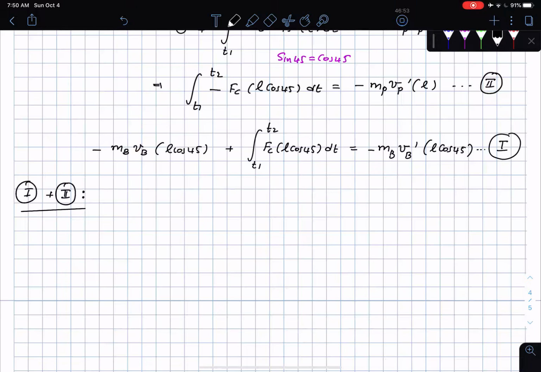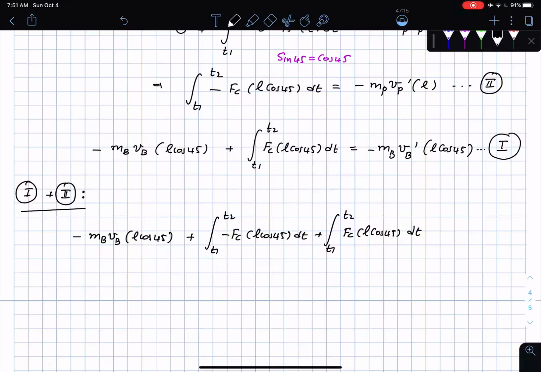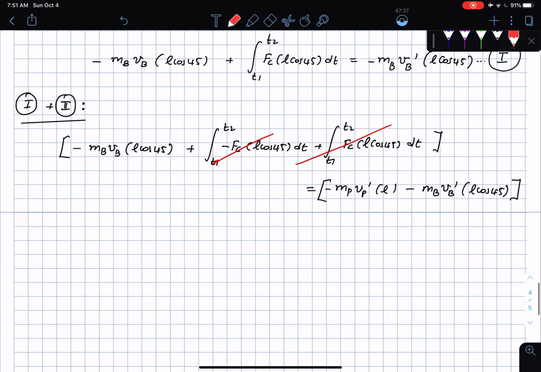What do you end up getting? If I add equation 1 and equation 2, I get minus MB VB times L cosine 45 plus integral T1 to T2 minus FC L cosine 45 dt plus integral T1 to T2 FC times L cosine 45 dt. Obviously they're going to cancel off. So this is going to be minus MP Vp prime L minus MB Vb prime times L cosine 45. These are the terms on the left hand side, and these are the terms on the right hand side, and obviously I can cancel these two off. If I clean up, I get the following.